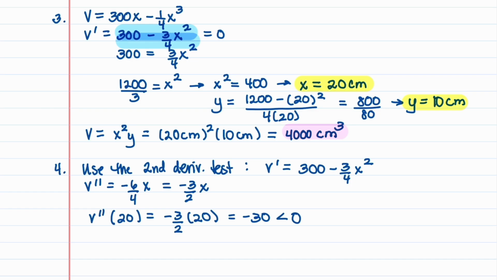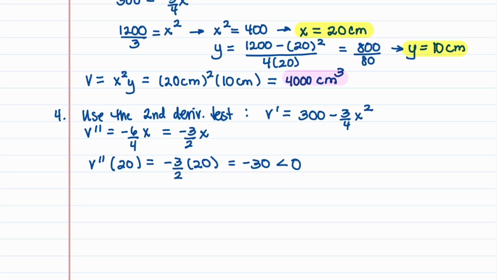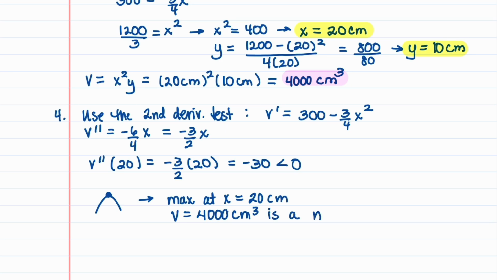We really don't care what the number is. We just need to know if it's positive or negative. Because it's negative, our function is concave down, and we have a max. We can then say that we have a max at x is equal to 20 centimeters. And then we can also say that v is equal to 4,000 centimeters cubed is a maximum.